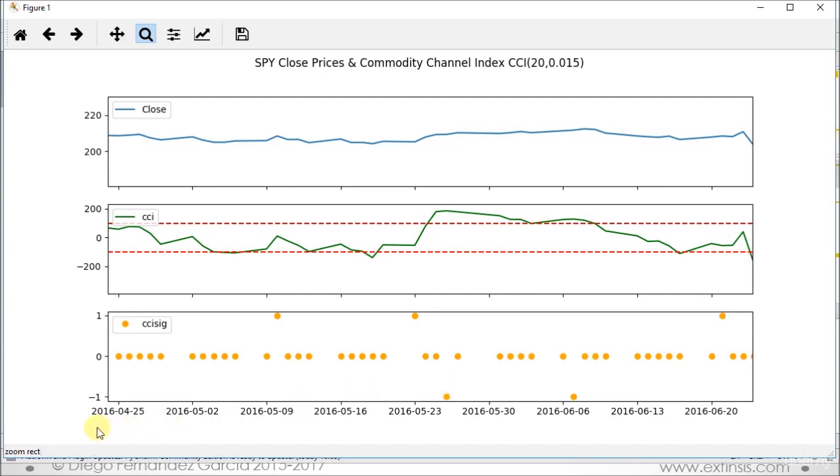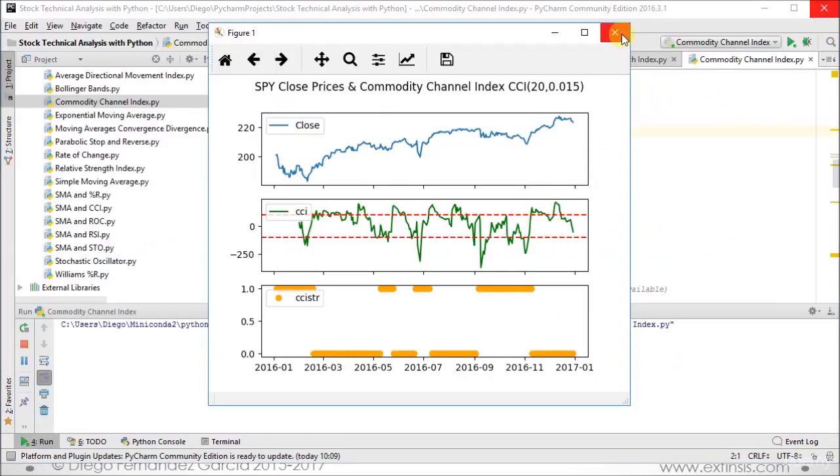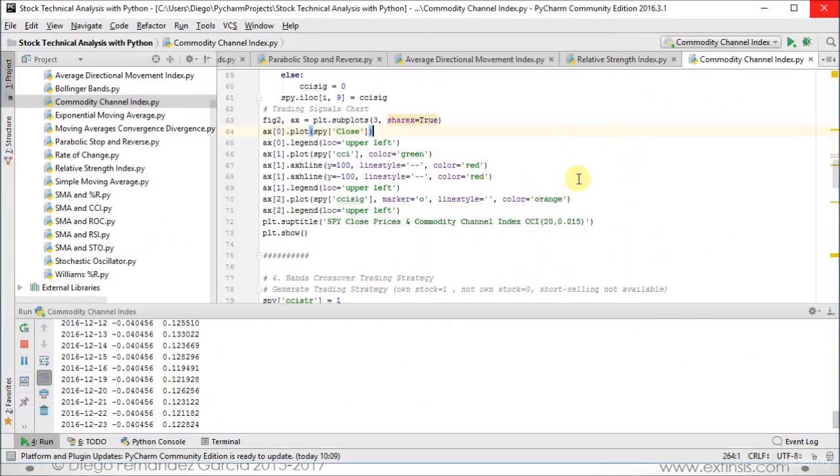Again, if you focus on the bottom left hand corner here and use your mouse cursor, you can see the precise value of this chart. Excellent. So let's close this chart here, also this one and the last one.